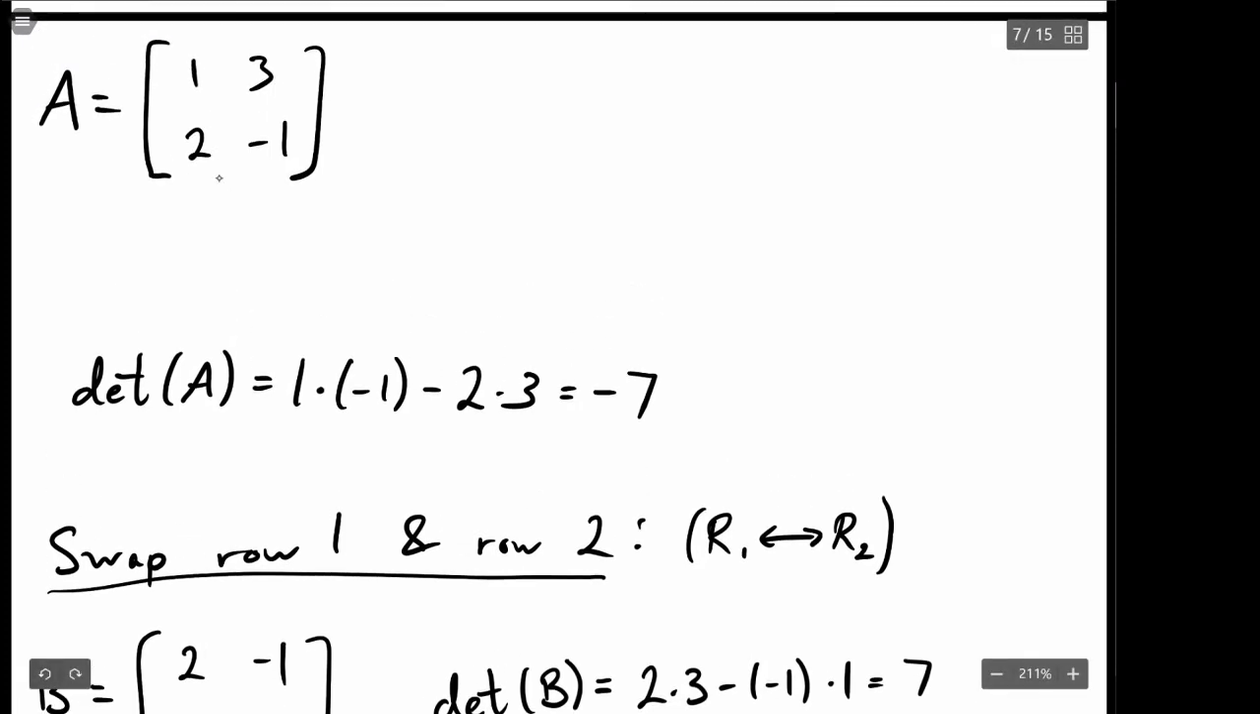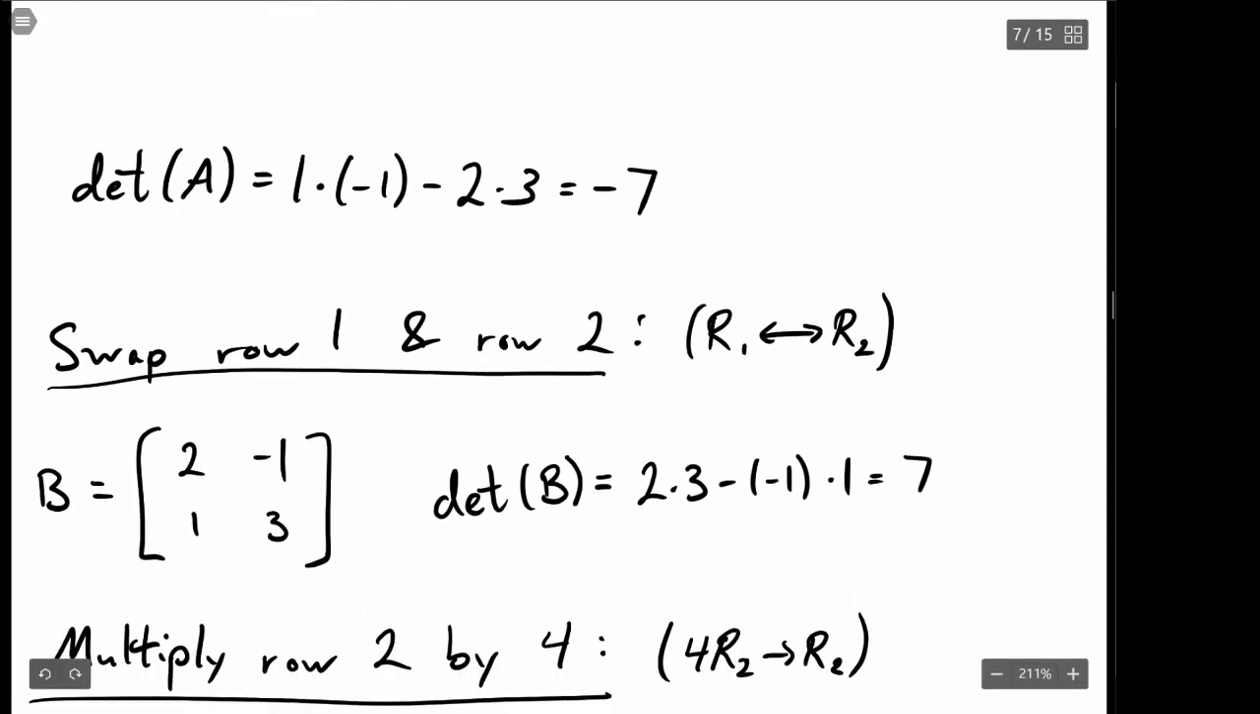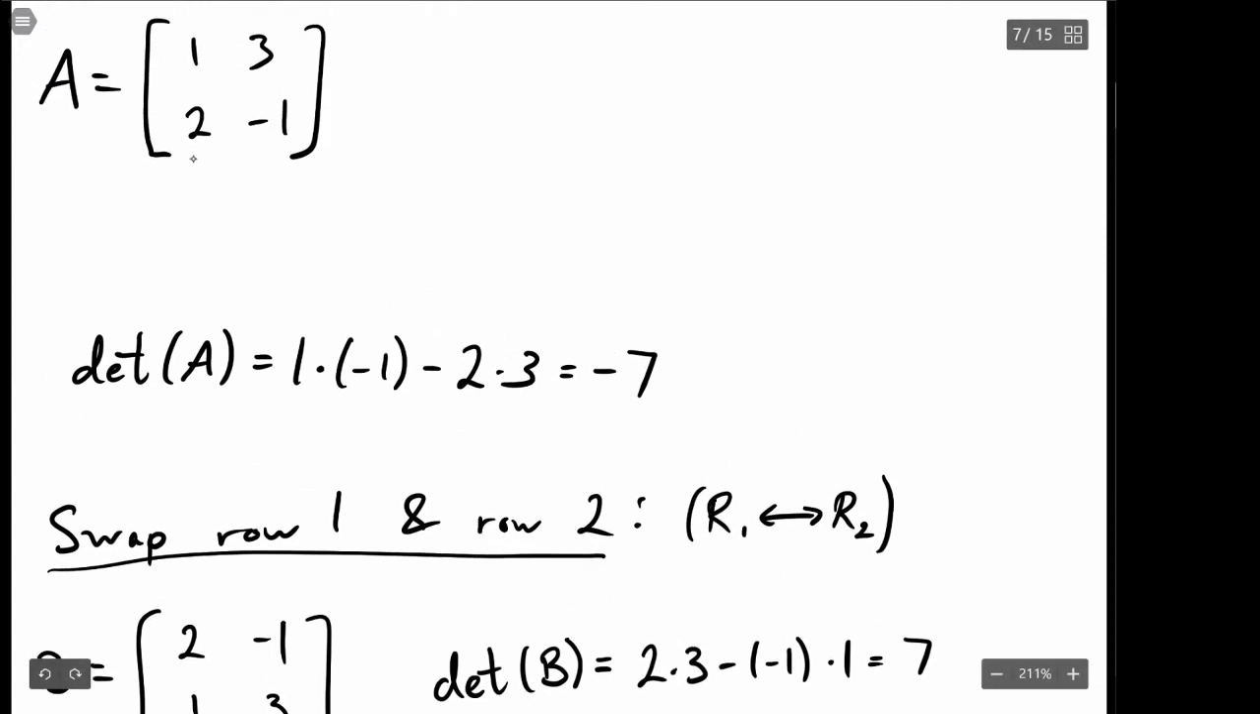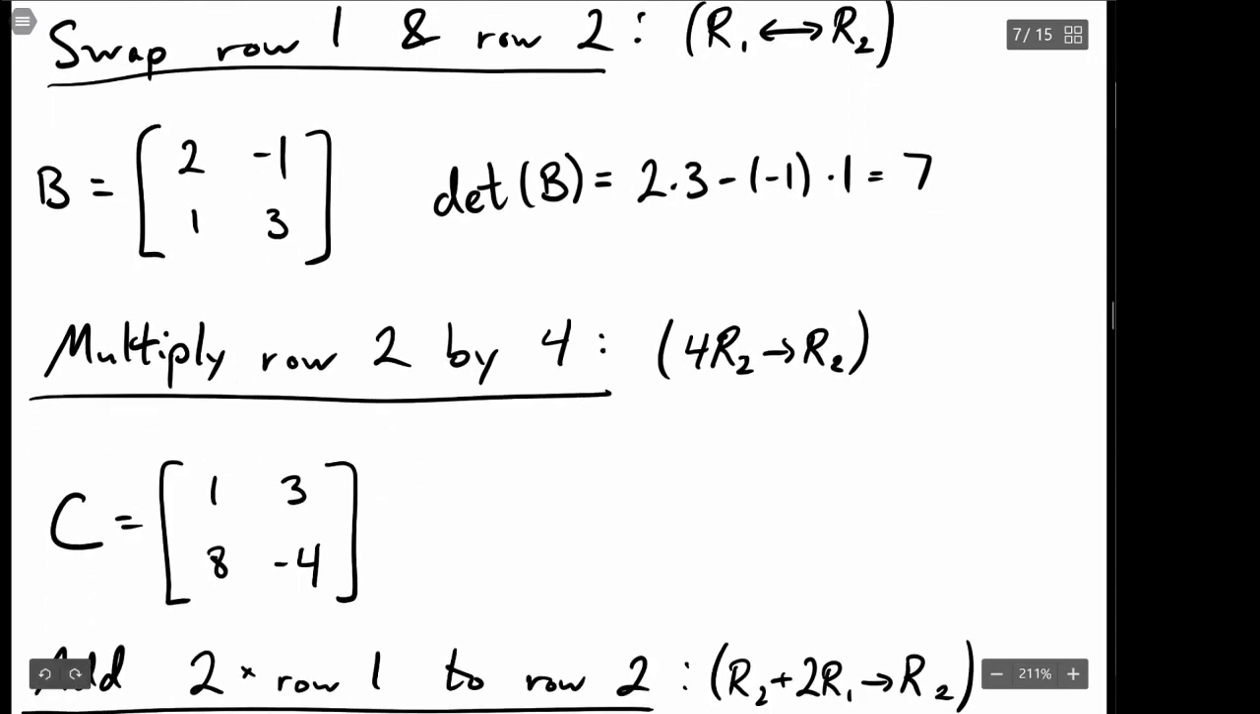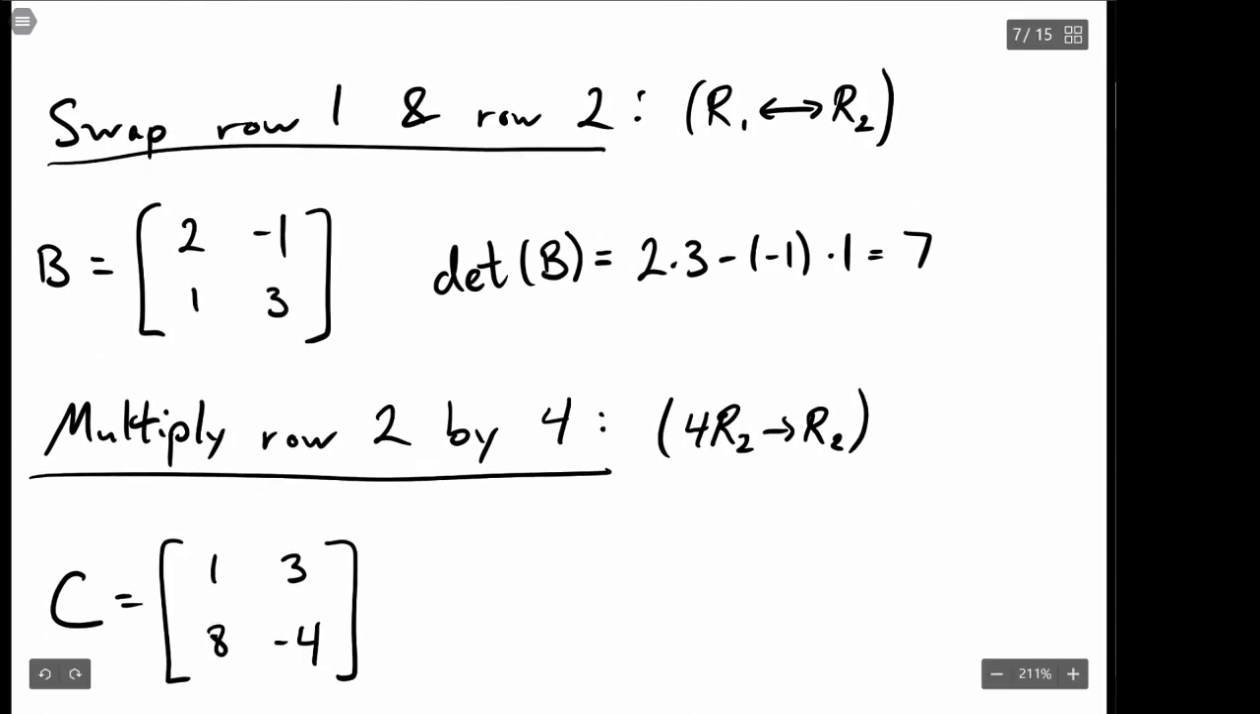Right? Now, again to this original matrix A, let's take row 2 and multiply it by 4. Right? So this bottom row should become 8 minus 4. So now we have that. Let's do the determinant of this. What do you think happens if we multiply a row by a number? Well, if we do this determinant, we get 1 times negative 4 minus 8 times 3, right? Which, as it turns out, will be minus 28.